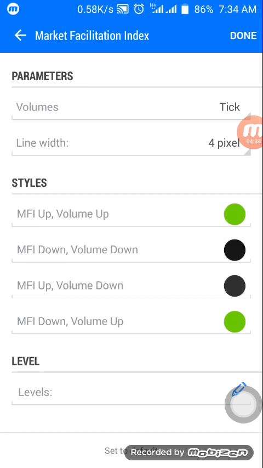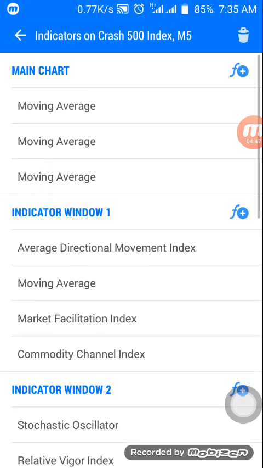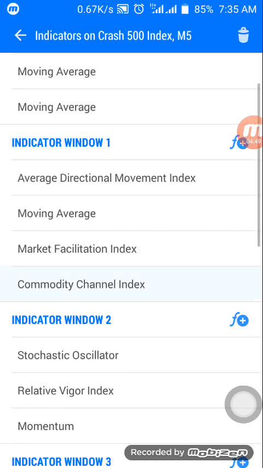The MFI up, volume up is green. The MFI down, volume down is black. Anywhere you can choose the color that you like, but this is the color I choose. Okay, now the next on the list is the commodity channel index.